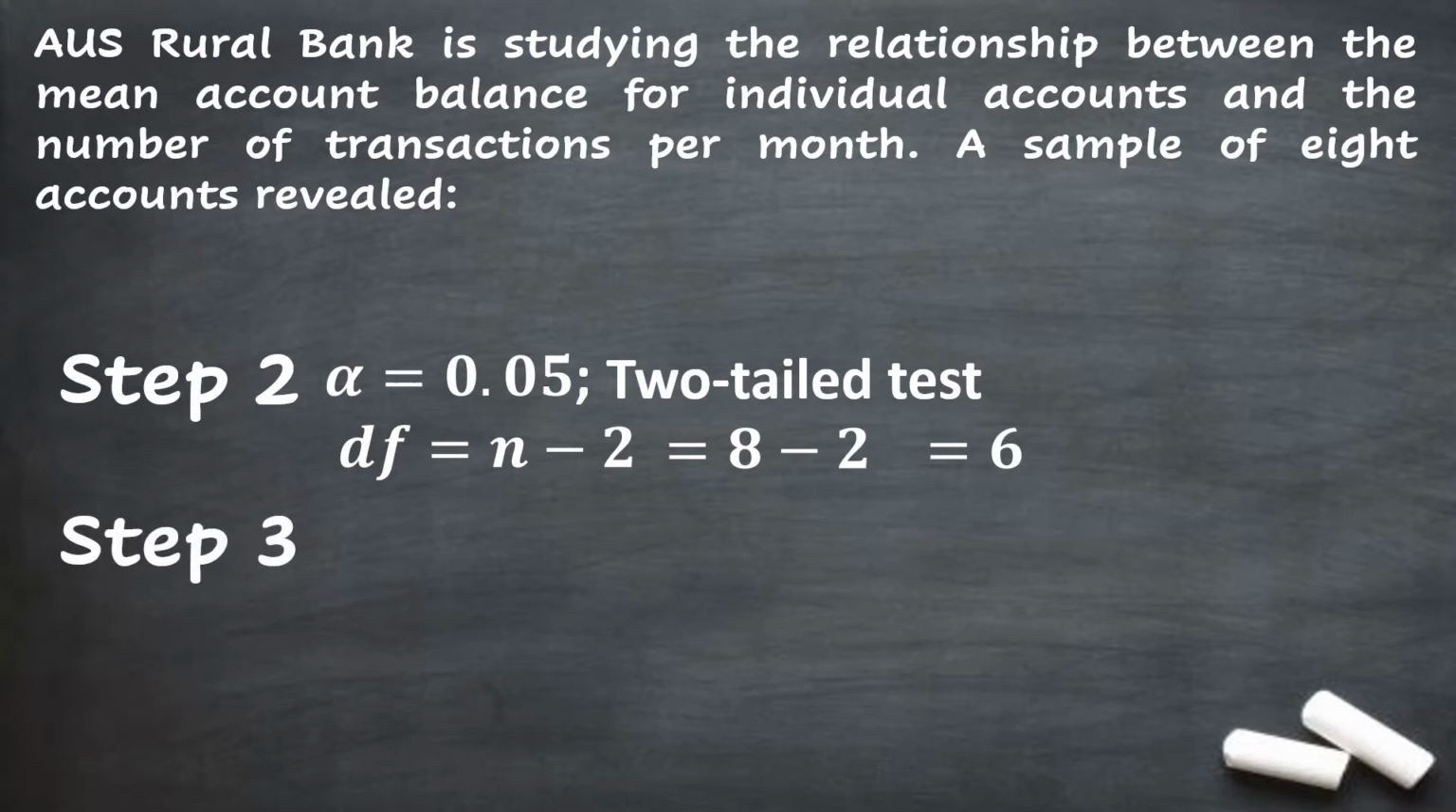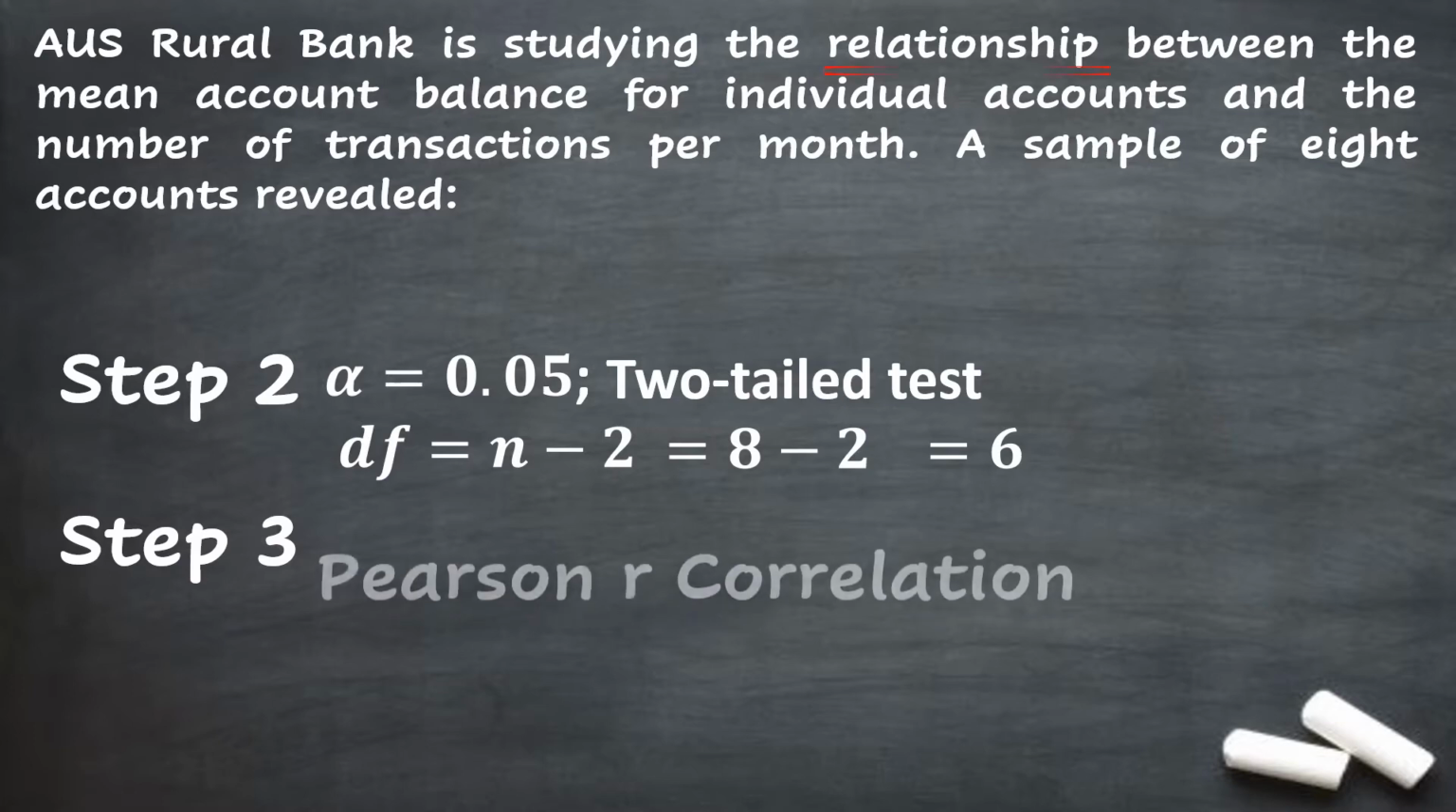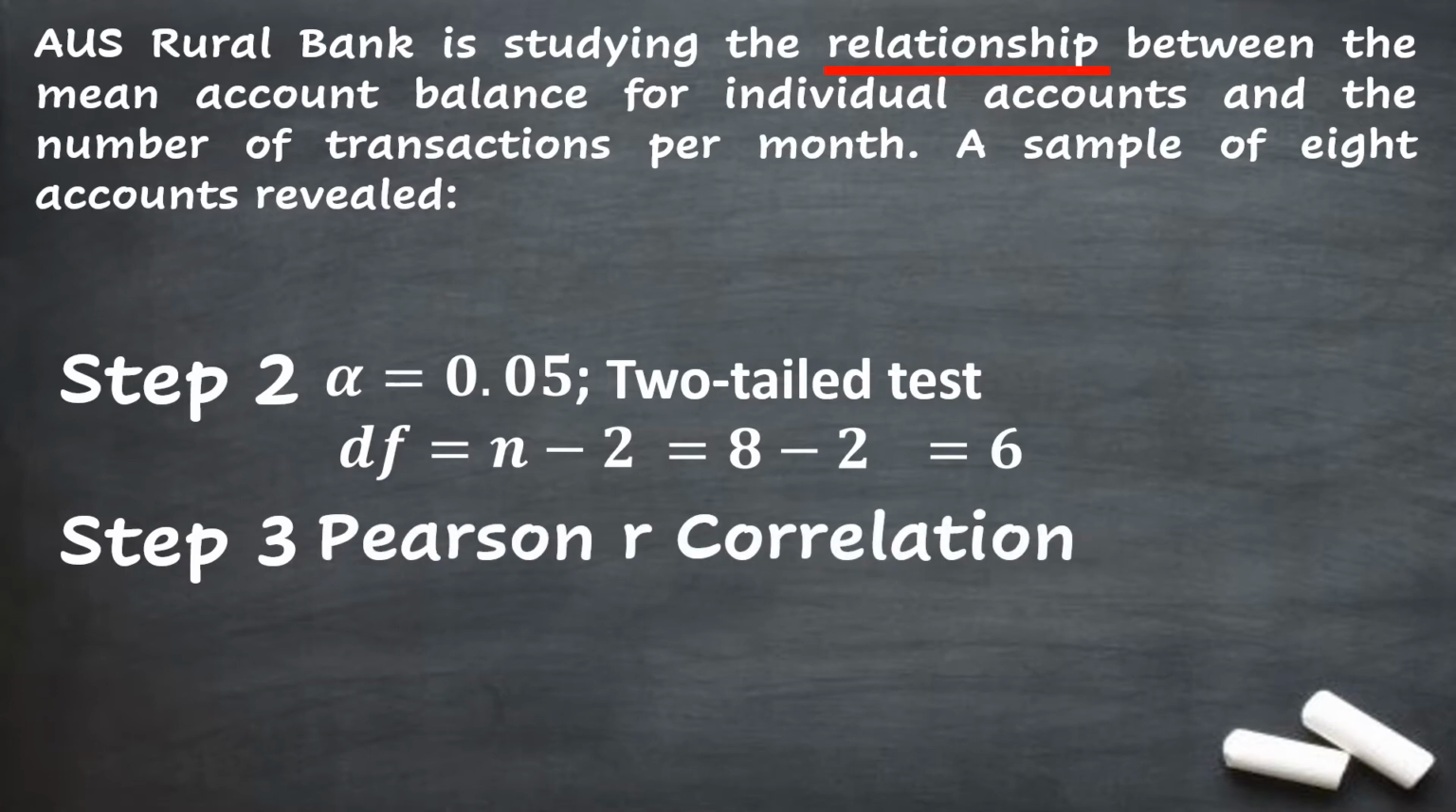Step 3, identify the statistical test that you're going to use for this given word problem. For the statistical test, it is Pearson-R correlation because as you can see po in the given word problem, we are looking for the relationship between the two given variables. If that is the case, we are looking for the relationship of two variables, then automatically the statistical test that we should use is Pearson-R correlation.